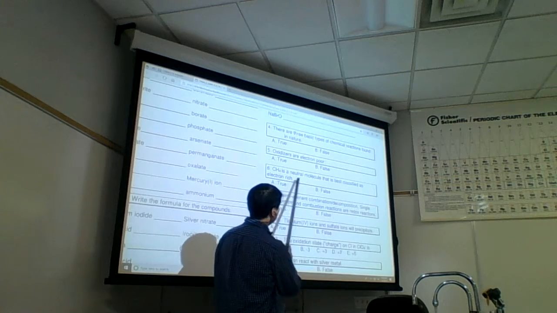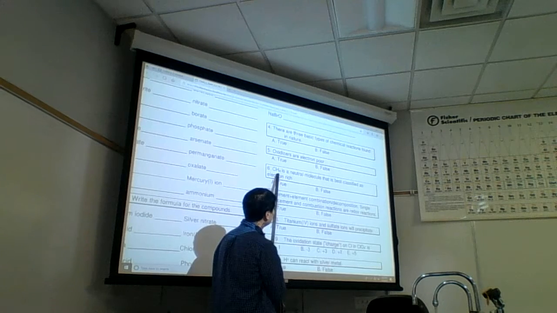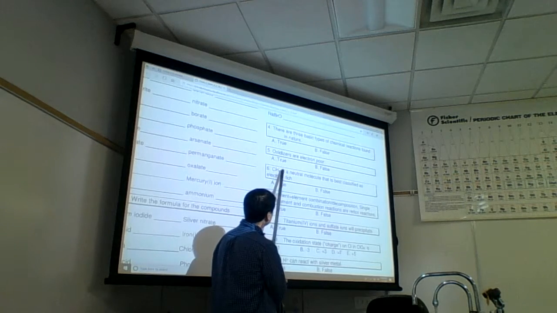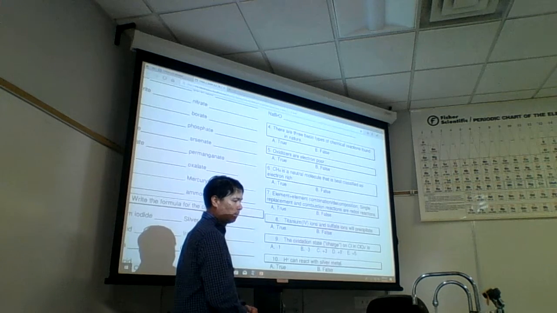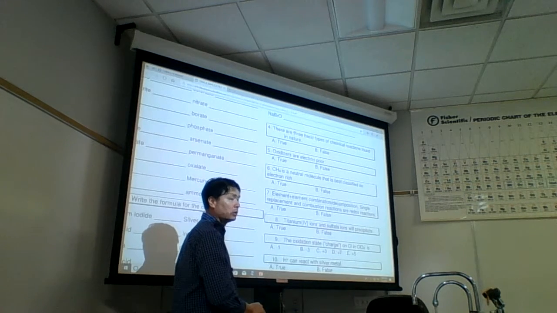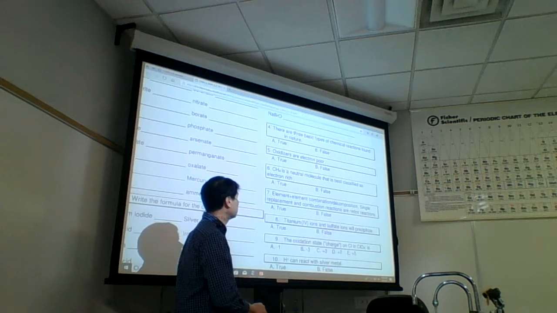So this one I haven't talked about yet. But what would you expect? It's neutral, but would you classify it as electron rich or electron poor? Reducers are electron rich, oxidizers are electron poor. So methane is electron rich or electron poor?